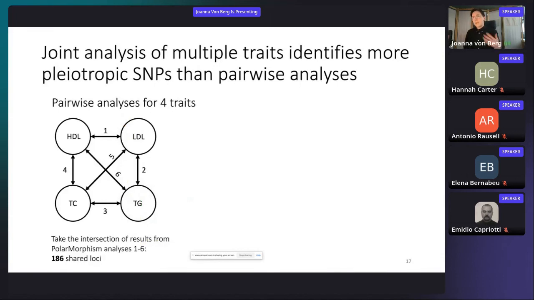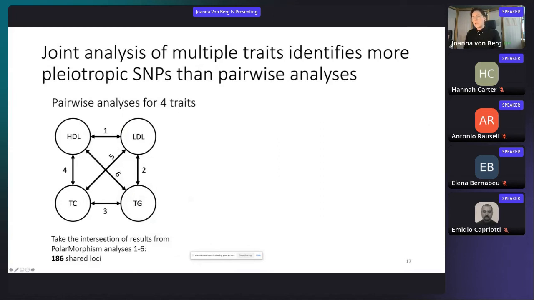And we wanted to compare this, of course, to the pairwise analyses, because, yeah, it sounds nice that you can readily apply our method to multiple traits, but is it necessary? And to answer this question, we again looked at the lipid domain, at all 4 traits actually. And as you can see, if we want to do pairwise analyses for all these traits, we have to do 6 analyses, which we did.